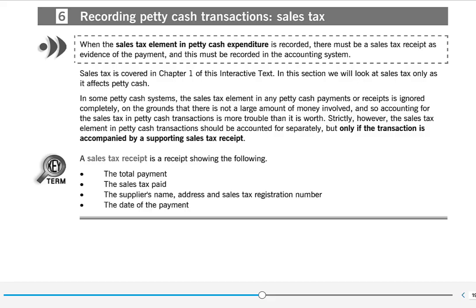A short final summary of Lesson 6. Lesson 6 teaches us that sales tax and petty cash payments should be recorded separately in the correct way, but we only record sales tax separately when we have a proper sales tax receipt. A proper sales tax receipt must show key details, including sales tax paid and the supplier's tax registration number. If the receipt does not support sales tax properly, we record the whole payment as an expense. That is Lesson 6. When you're ready, next we will do Lesson 6.1. Lesson 6.1 is the example where we actually calculate the sales tax amount and the net amount.